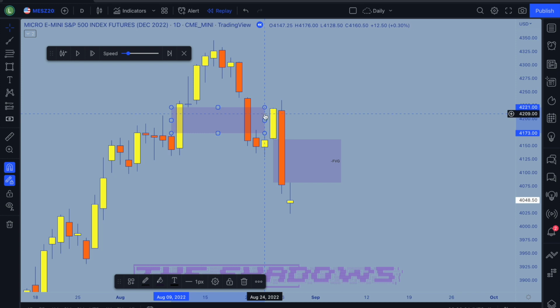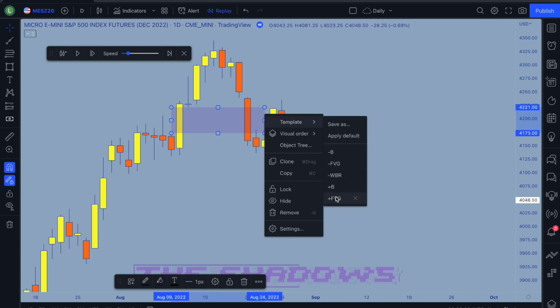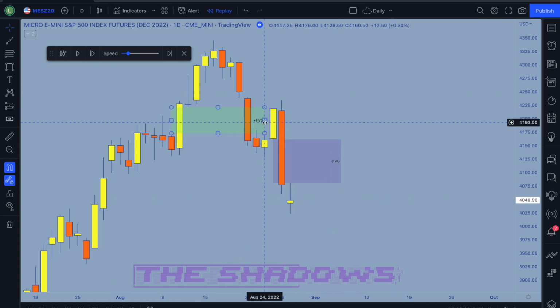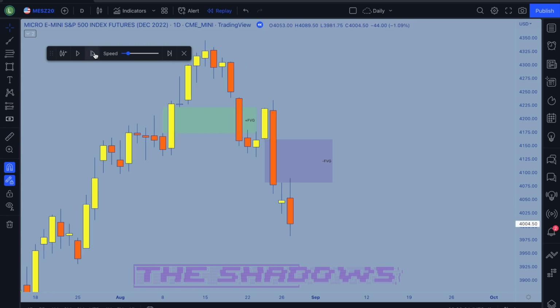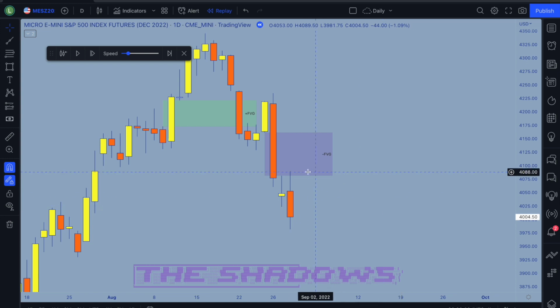And you can see price eventually came back and filled itself. The market likes balance, so the reason these fair value gaps get filled is because the market is balancing itself out. So as you can see here, if we play the next candle, the market came into the bottom of the fair value gap and sold off. This is a trade you can take.